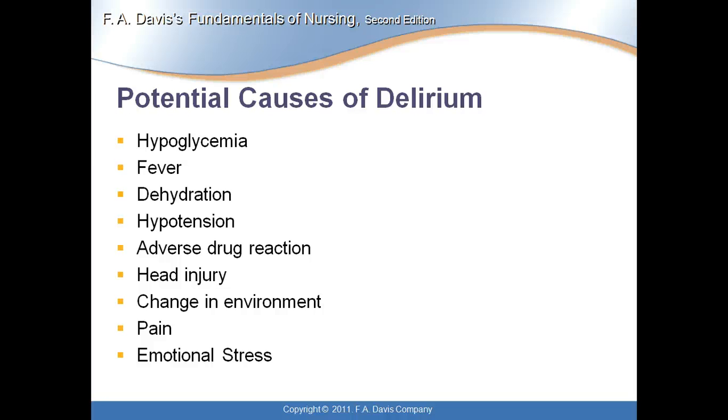Potential causes of delirium are hypoglycemia, fever, dehydration, hypotension, adverse drug reactions, head injury, change in environment, pain, and emotional distress. Especially in Arizona, we see a lot of elderly patients who become very dehydrated. The more dehydrated they become, the more confused they can be. A lot of times you'll get admissions of patients in their 70s, 80s, 90s, because obviously the older they get, the more they lose their thirst factor, and they don't drink a lot, and it's hot outside. Next thing you know, they get dehydrated and they become confused.